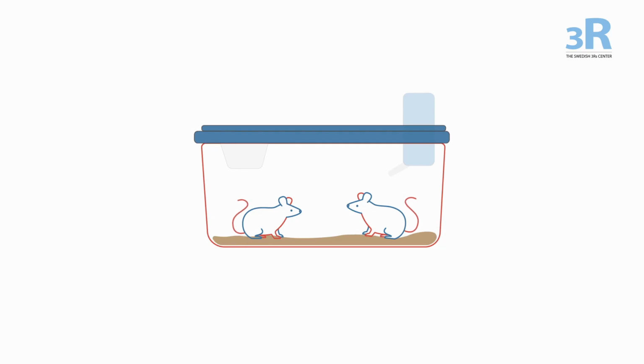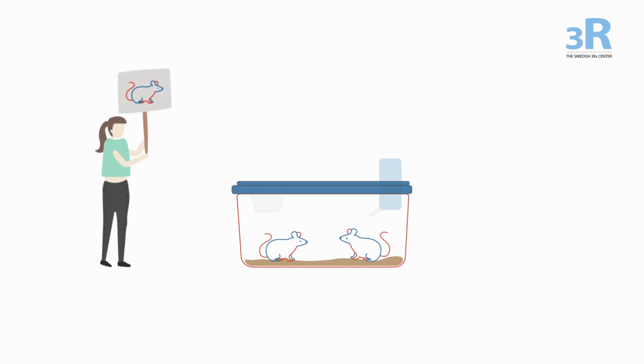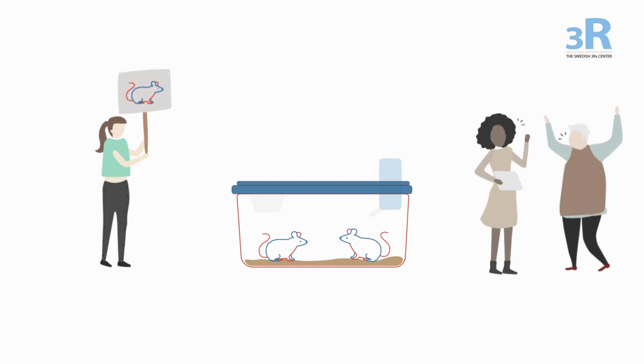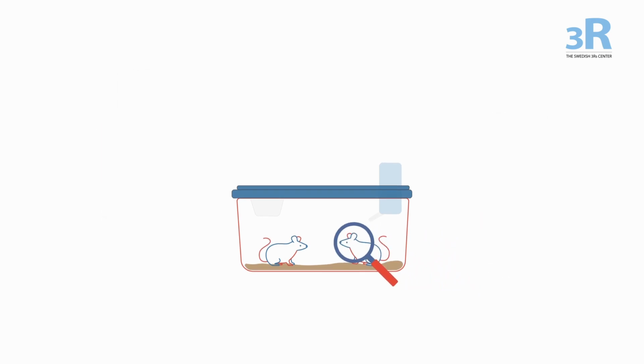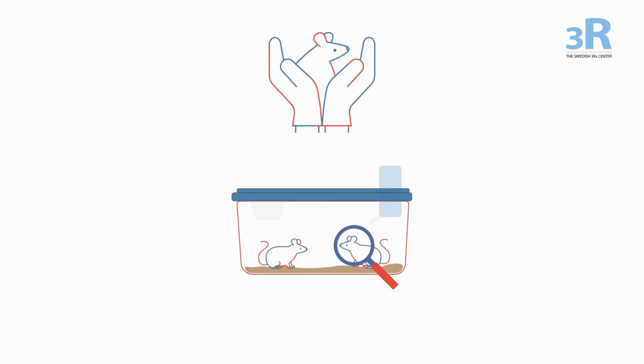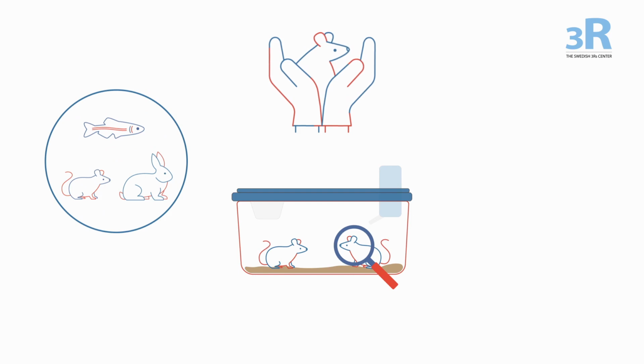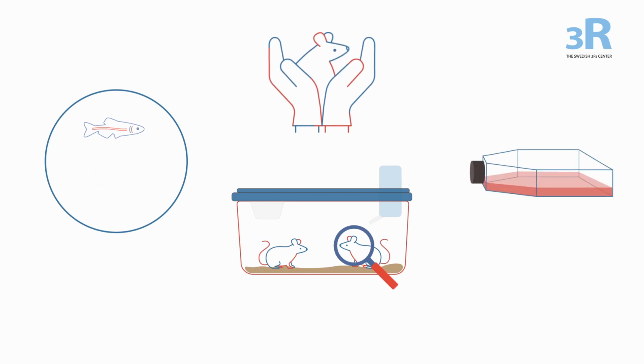This is a film about animal testing. Opinions on the use of animals in research vary widely, and they often come with strong emotions. We want to balance the picture by explaining why we use animals in research, ways to improve their conditions, and examples of methods that can replace animal testing.